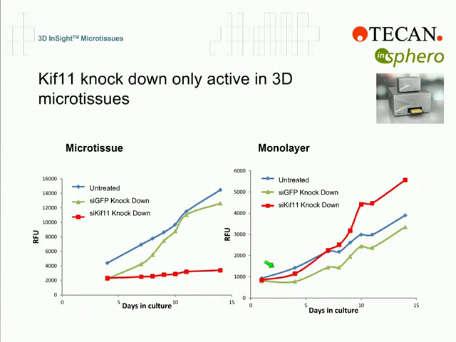And when we compare the knockdown effect in a monolayer culture compared to the microtissue culture, you see here that in the monolayer model system, there is no effect of KIF11 knockdown. It's still proliferating in a similar way to both controls, the GFP control and the untreated control. However, in the microtissue model system, we see that the cancer cells completely stop proliferating in the 3D model system. And there's one compound which is currently in clinical trials, monastrol, which is targeting exactly the KIF11 pathway, the assembly of the microtubule formation. And this compound has been found by a phenotypic drug screening. However, using the monolayer system, you wouldn't have been able to detect this effect of KIF11.